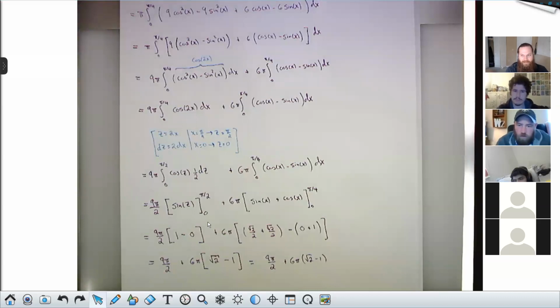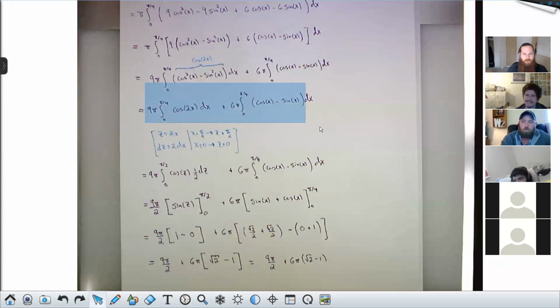I got a question. Why didn't we change the bounds on the second half of the 6 pi? Why are the bounds still the same? Because I'm only making the substitution in the first integral. That's why I split the integrals up. This one requires a u sub. This one does not. So I didn't make any substitutions.